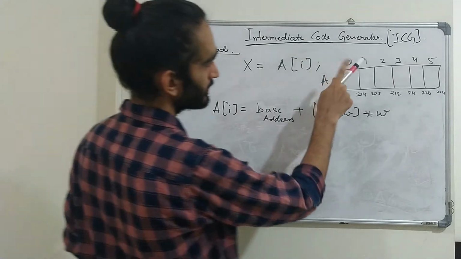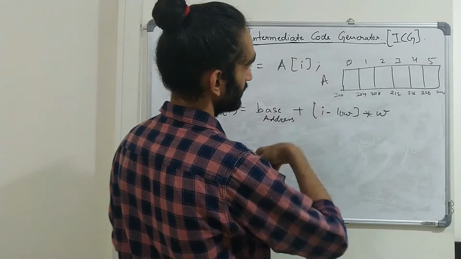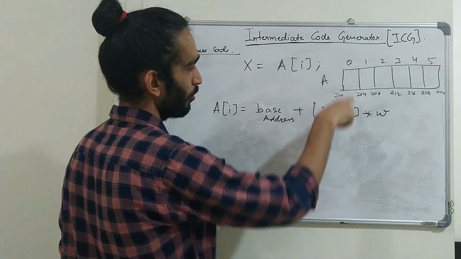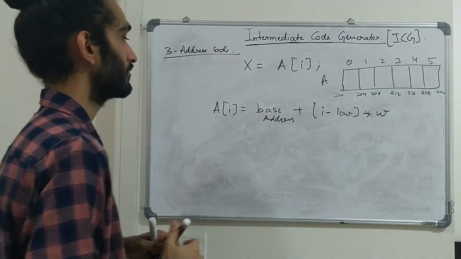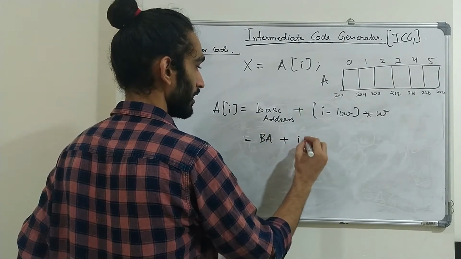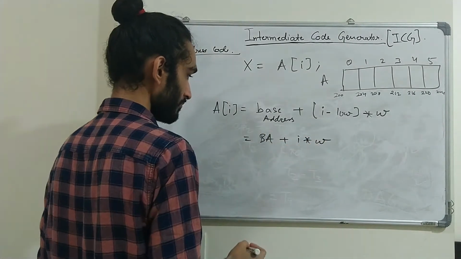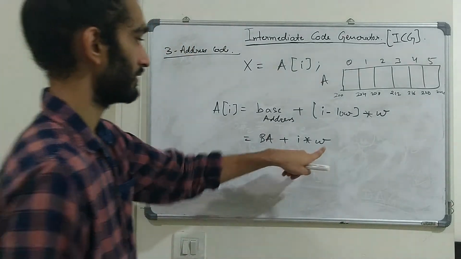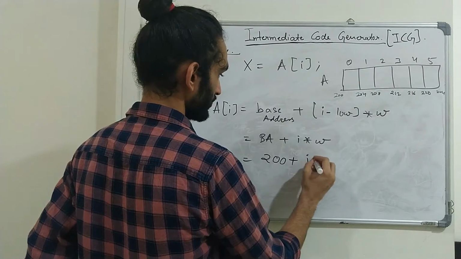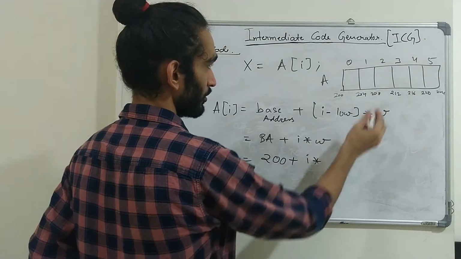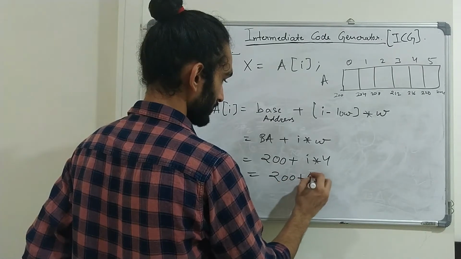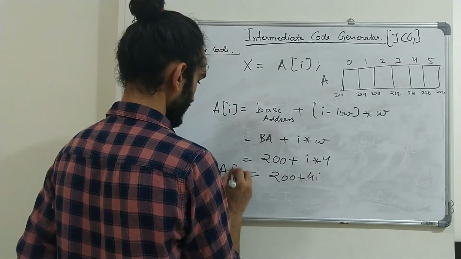So in here, as I see, the starting of this array is coming from 0, right? So the low value here is 0, right? So it is nothing but the base address plus (i minus low) into W, right? And in here, base address is your 200, i is some ith position, right? W is your 4, right? So this is going to be 200 plus 4i, a[i].